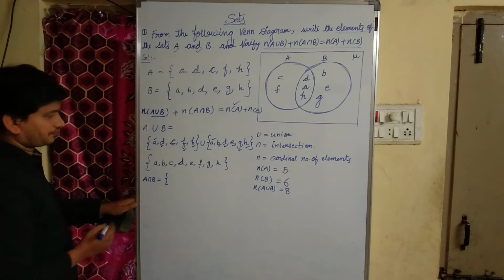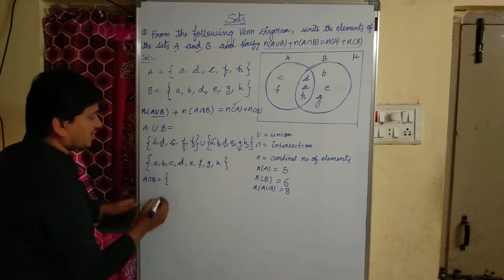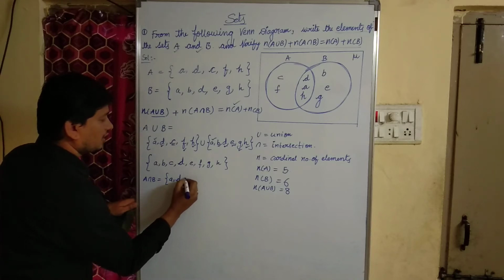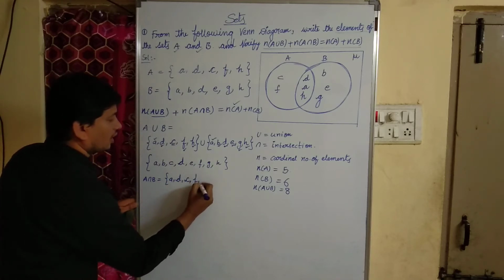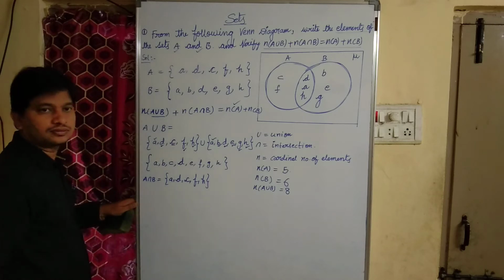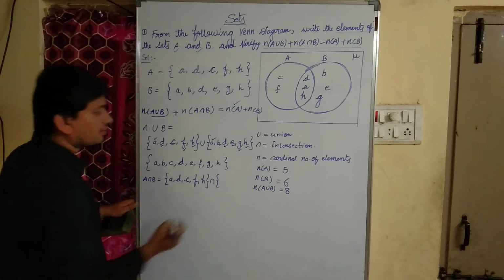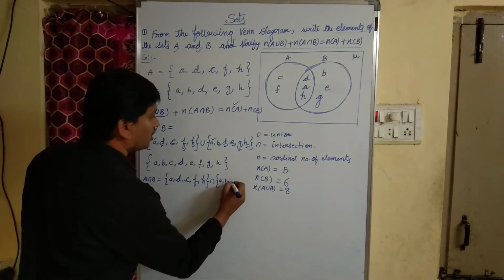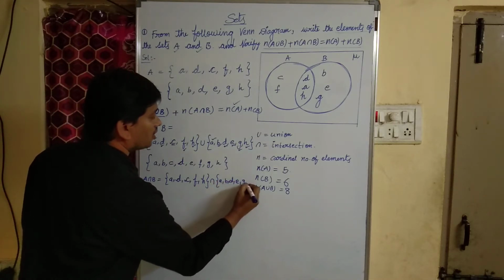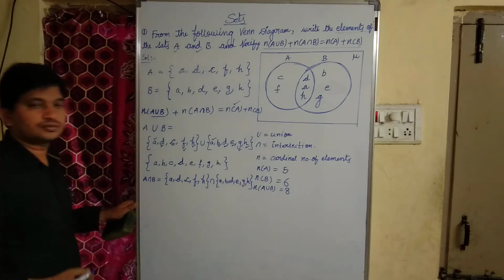A intersection B. What are the elements present in set A? A, D, C, F, H. Intersection. What are the elements in set B? A, B, D, E, G, H.